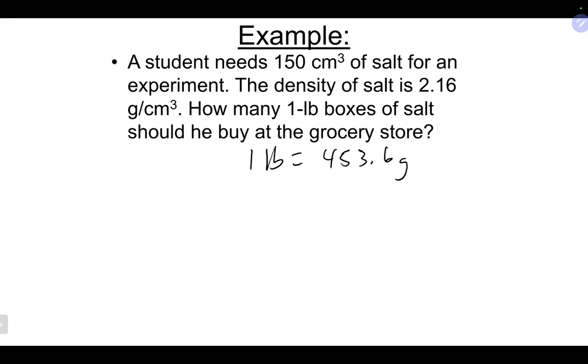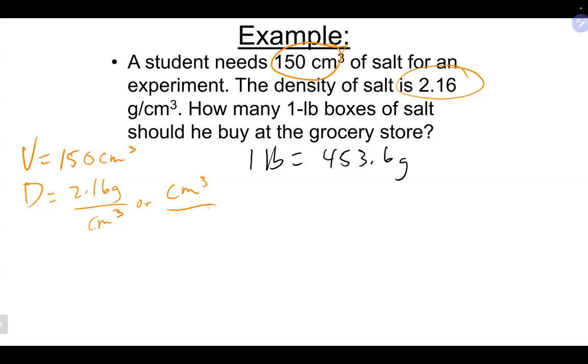So in this particular case, we have 150 cubic centimeters. That obviously is a volume. We have the density given to us, which is 2.16 grams per cubic centimeter. And once again, you can use density as a conversion factor, so you can flip it around if you needed to divide by it. Since we have the density and the volume given to us, it would make sense to solve for mass, which in this case would be volume times density.